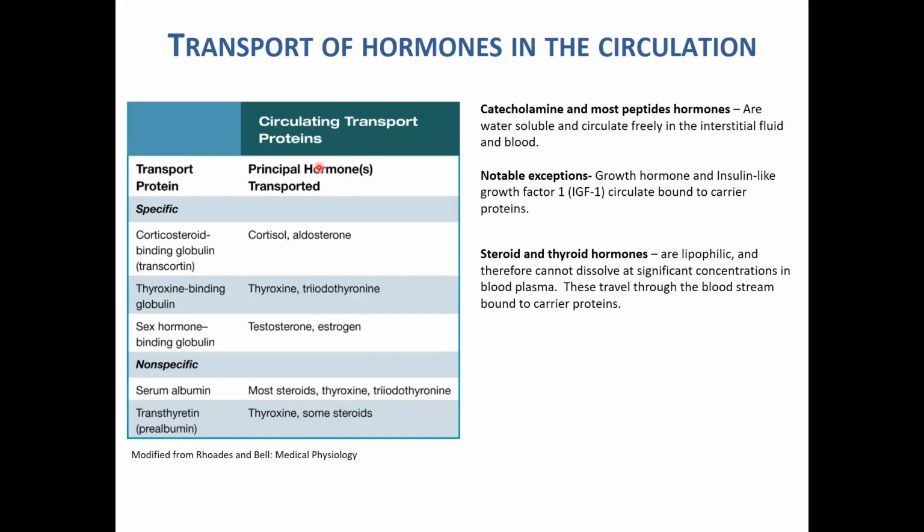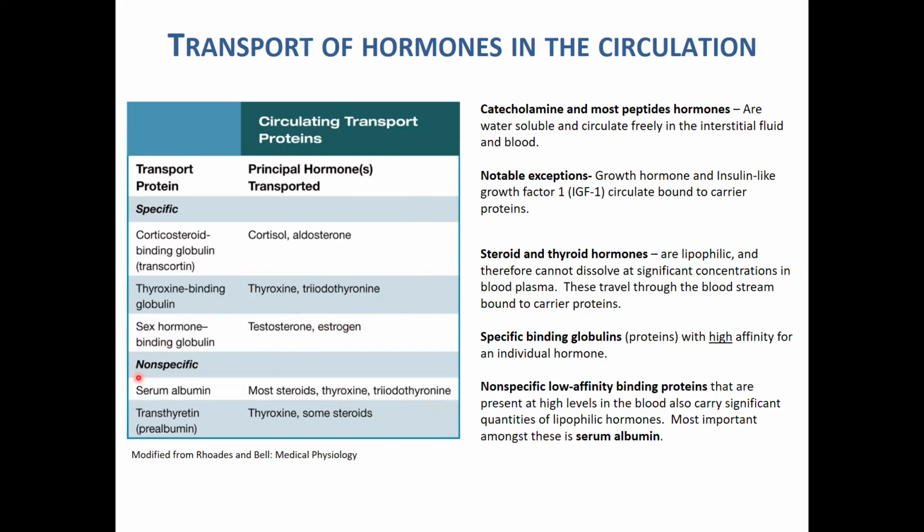In this graph, I'm showing you the specific transport proteins and the hormones they're carrying, right? So realize that all these globulins are made by the liver, and they have a very high affinity for the individual hormone that they're going to bind. So the examples here, we have corticosteroid binding globulin. This is going to bind our glucocorticoids and mineralocorticoids. We have thyroxine binding globulin. They're going to bind the thyroid hormones. And we have the sex hormone binding globulin, which are going to bind testosterone and estrogen.